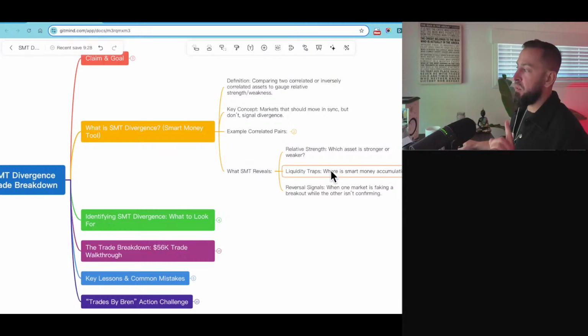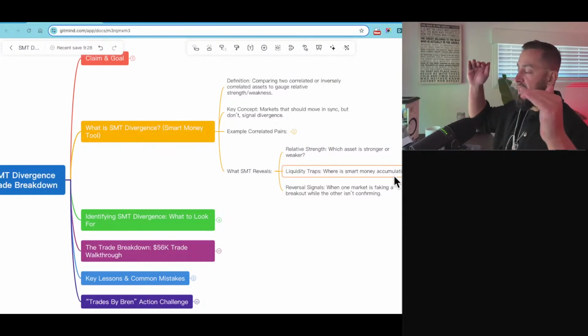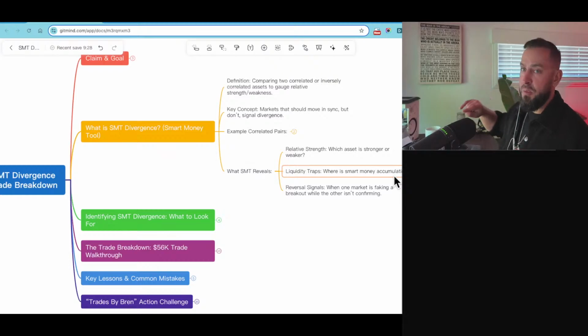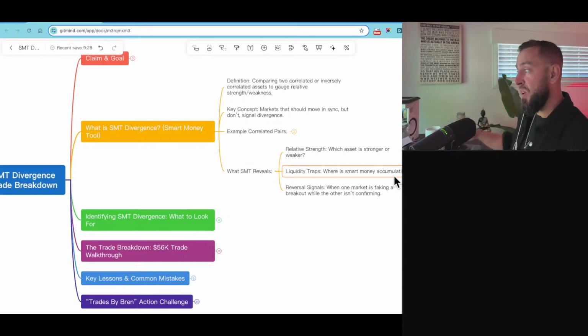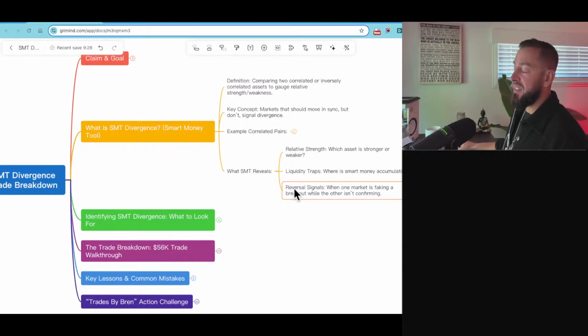Step two, look for liquidity traps. What that means is, what is going to happen when we get to those support and resistance areas? What you want is for the price to move into one of those support and resistance areas and then reverse. Then we get into step three: reversal signals.